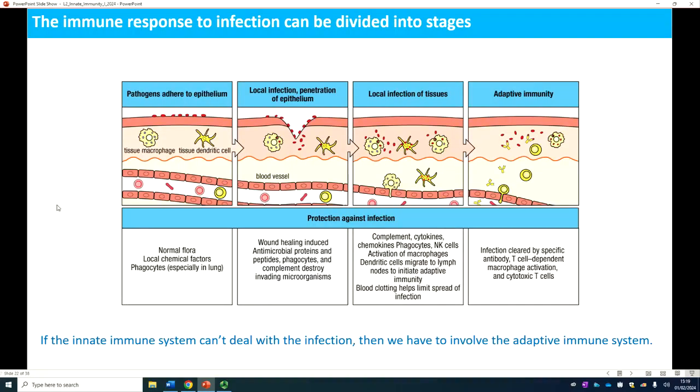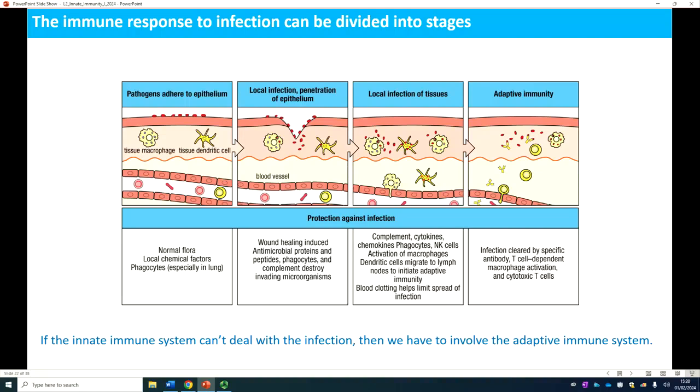So this figure is just summarizing the different stages of infection and how we can set it into different steps, basically. So here we have the normal situation. We may have some pathogens associated with the epithelium, but if our physical barrier gets damaged, the bacteria can enter the body, and it will be detected by our resident innate immune cells, and we'll have production of antimicrobial proteins. We'll also have complement there.